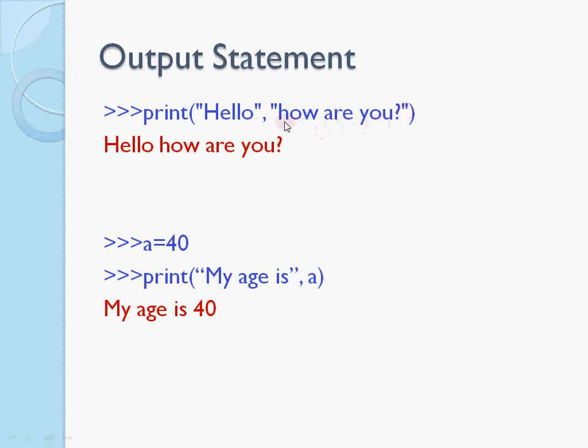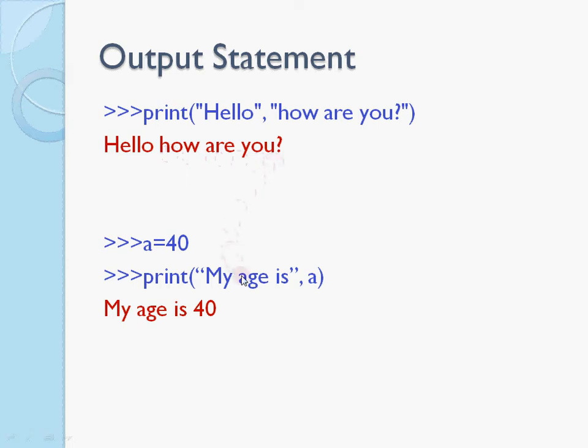As we said, the output separator is the space. So when the output is displayed, we have the first object hello here, next a space, next the second object.